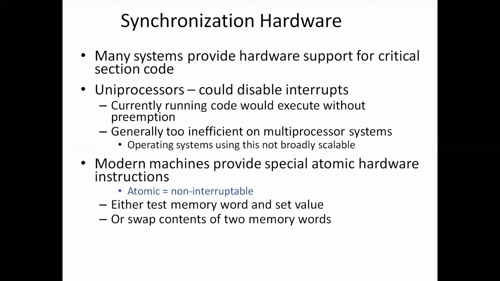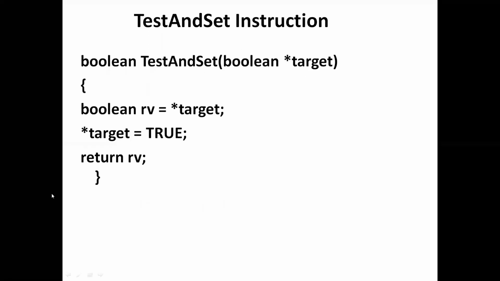In synchronization hardware, the modern machines provide special atomic hardware instructions: one is test memory word and set the value, and the other is swap the contents of two memory words. By using the swap instruction or the test and set instruction, we can provide a solution to the critical section problem in synchronization hardware. We'll see the test and set instruction first.